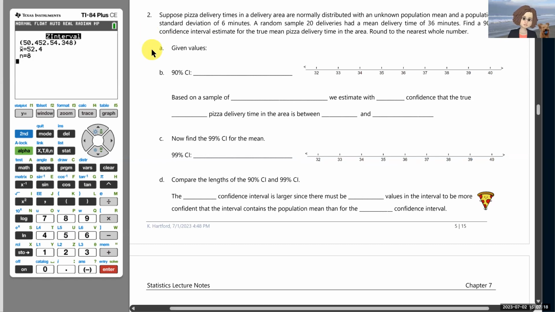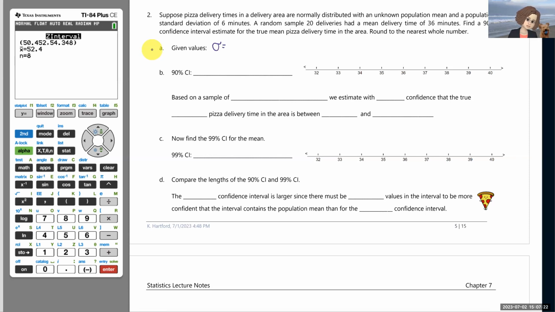So we have a random sample is taken of 20 deliveries, and that had a mean delivery time of 36 minutes. And we'll find a 90% confidence interval estimate for the true mean pizza delivery time in the area. All right, so given values here, so that population standard deviation is our sigma. So that's 6. And then they took a sample of 20 deliveries.